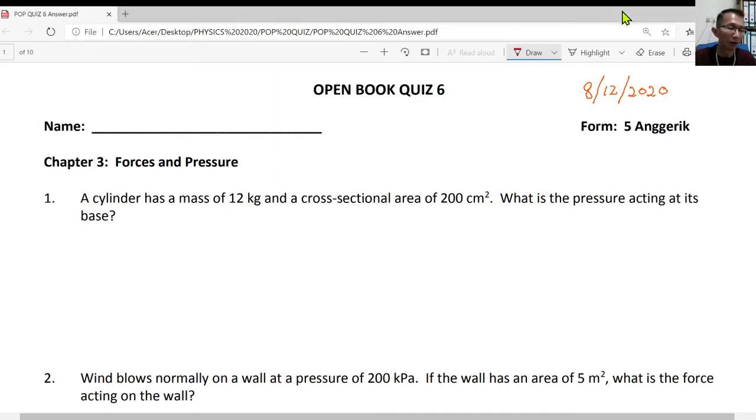Hello guys, what's up? So today we are going to discuss Open Book Quiz 6 on Chapter 3 of Form 4, Forces and Pressure. Okay, question number 1.